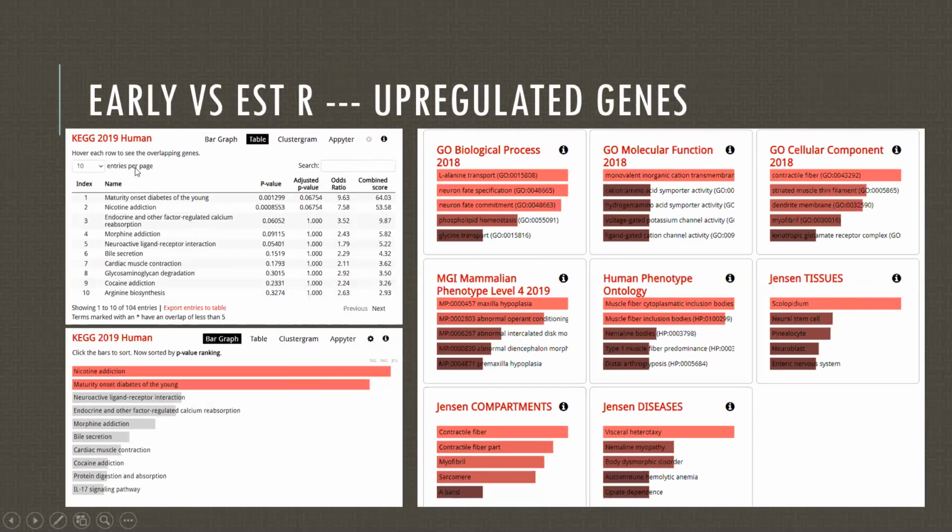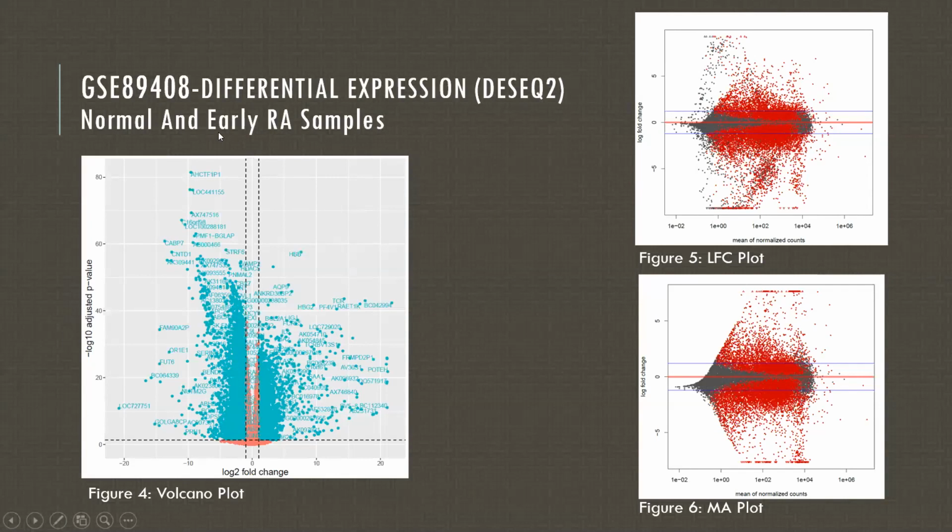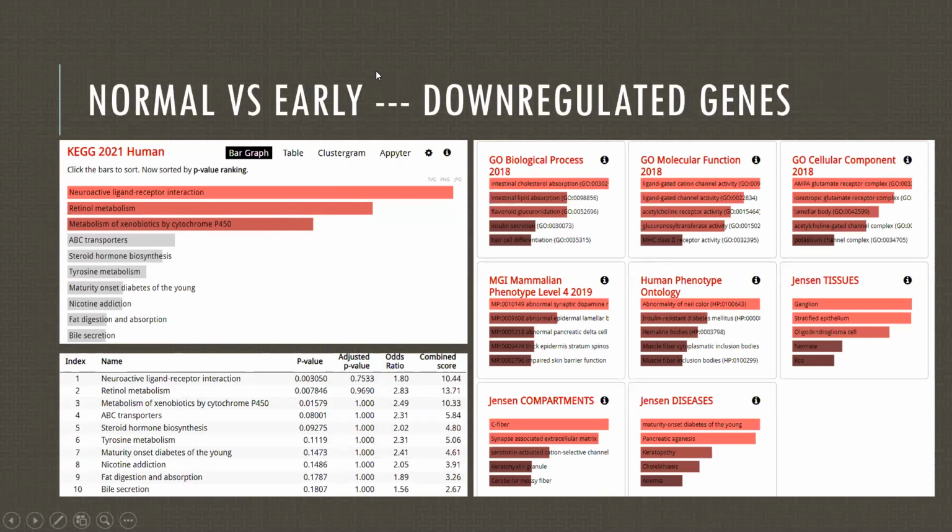When I look at the pathways, the nicotine addiction drew my attention because I know that smoking increases the risk of rheumatoid arthritis disease. And also some other pathways are important. And I look at these GO biological process functions, etc. And this is for the normal and early rheumatoid arthritis patients. And these are my results.